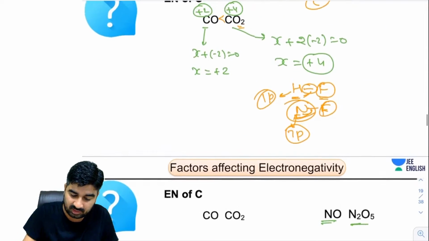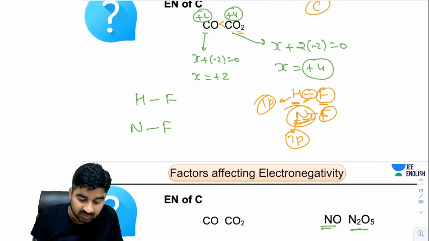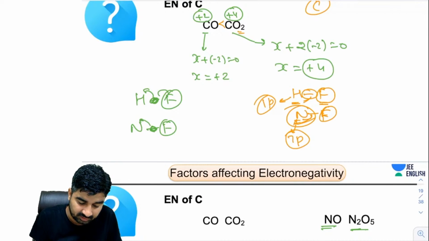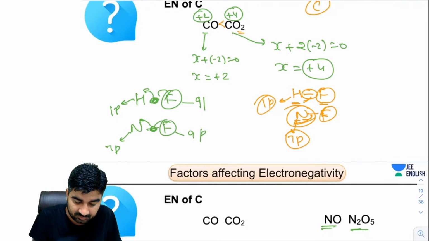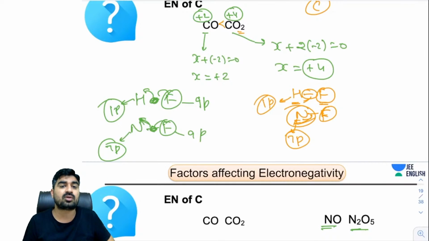Repeat. I was telling, here it is HF, here it is NF. So fluorine has a common nucleus and these are shared electrons. Here both are attracting, here both are attracting. Hydrogen has 1 proton, nitrogen has 7 protons, fluorine has 9 protons here as well as here. So nitrogen will pull them more strongly as compared to hydrogen, because Z effective of nitrogen is more. So the tendency or electronegativity of fluorine will also be different here and here.